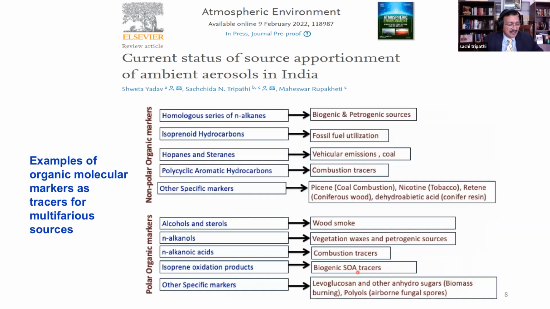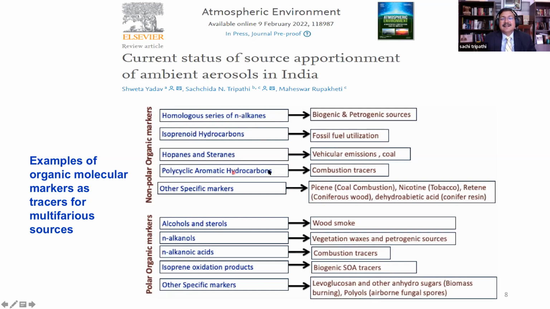Now, what organic tracers does one generally use to get a more accurate idea about the sources? There are two sets of organic markers one could use: one is non-polar, and the other falls under polar. In non-polar, one can use alkanes, which are long chain compounds, for biogenic and petrogenic sources. If you want to get fossil fuel, then one has to go for isoprenoid hydrocarbons.